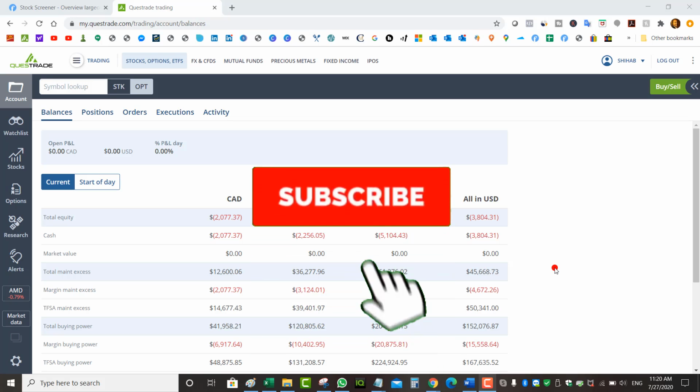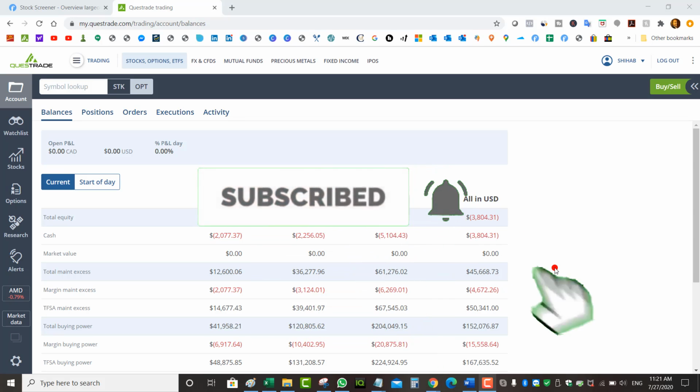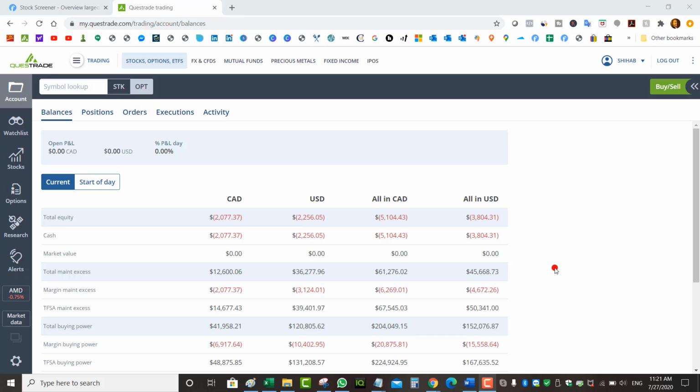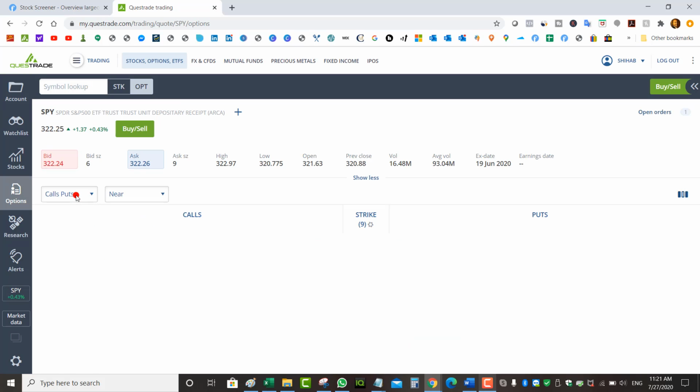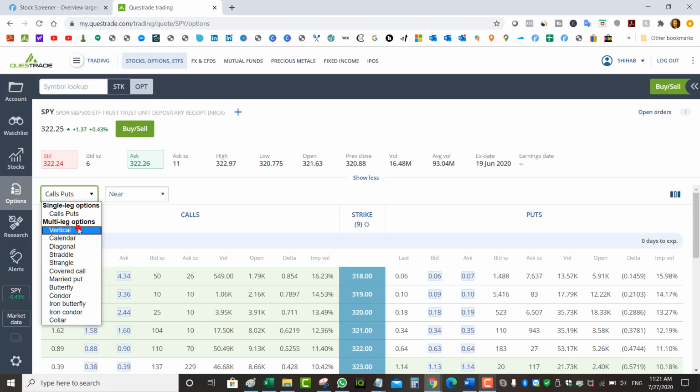So in this video, I'm going to talk about how to set up a debit spread, or how to trade a debit spread with Questrade. So in the symbol lookup, just make sure you're under option and then look up the symbol that you want. Let's say SPY. And then under calls and puts, you have to choose vertical.